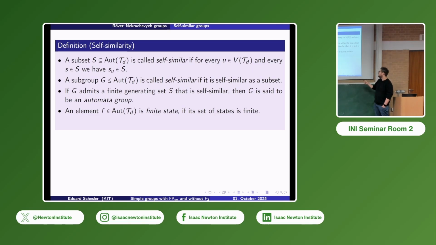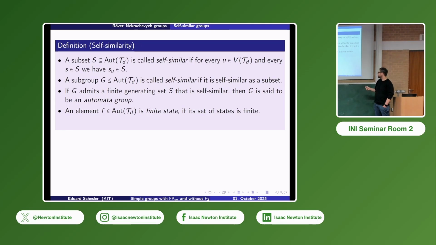Automata group means that there is a finite generating set of G that is self-similar as a set. One obstruction is that automata groups have solvable word problem, while self-similar groups, by a recent result of Bartholdi and Mitrofanov, do not have solvable word problem in general.